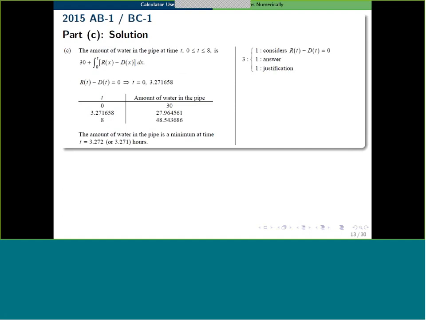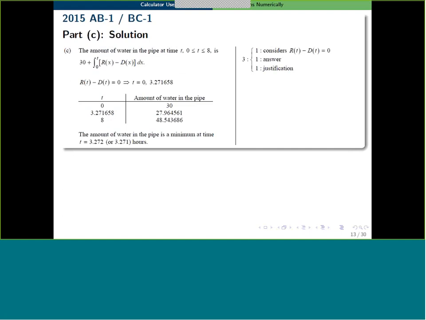The second point is for the answer. They're actually telling us when the amount of water in the pipe is a minimum. And the third point is justification. And justification in this problem could be, in fact, that table of values. That's justification that we know where the minimum occurs. There are certainly other ways to solve this problem. That happens to be the style that I tended to like, presenting a table of values here.